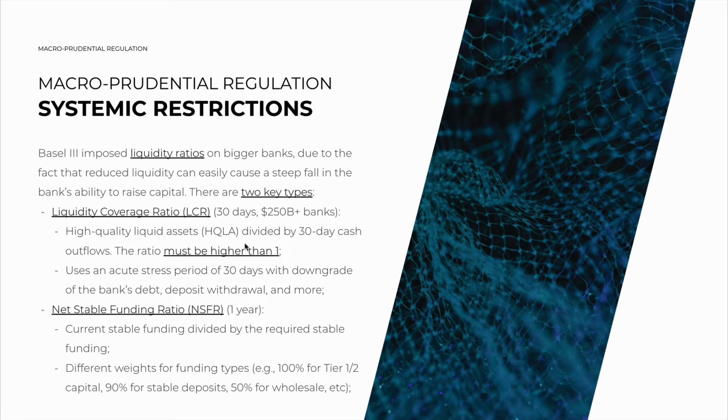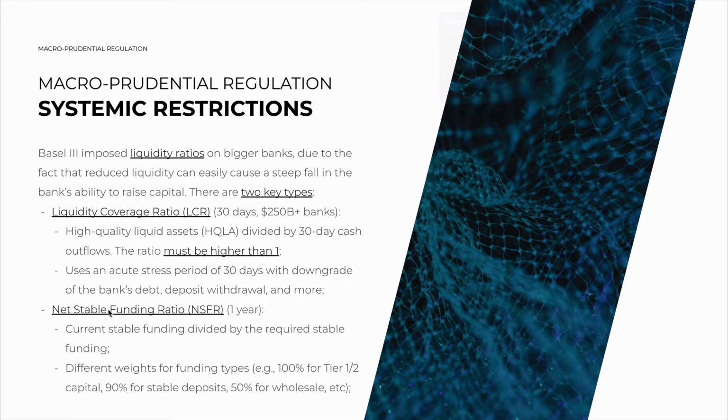And it's important to understand that this period must be of acute stress, which includes all types of negative consequences: a downgrade of the bank's debt by 3 notches, withdrawal of a large quantity of deposits, and more. The goal really is to simulate a dramatic month and to ensure that the bank can survive all of this turmoil with their liquid assets.